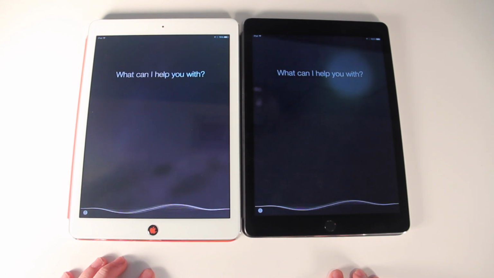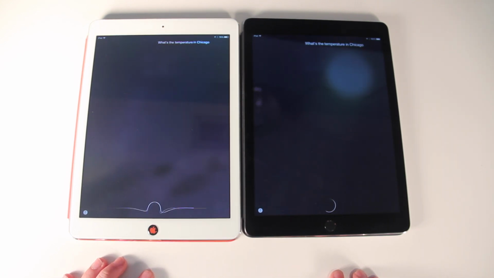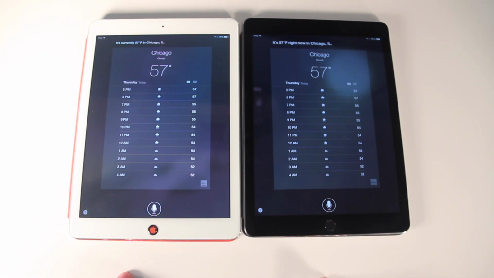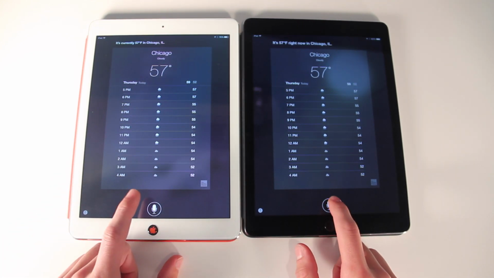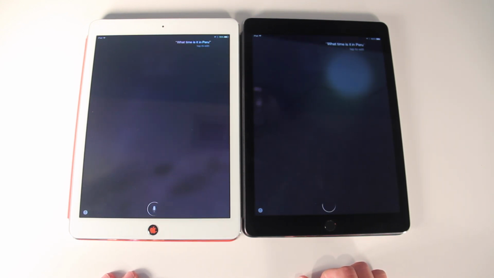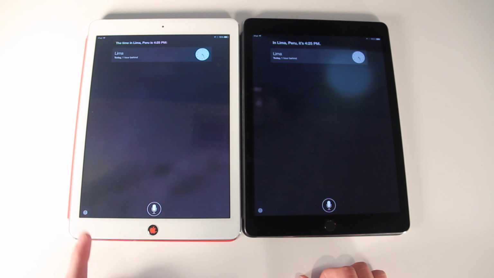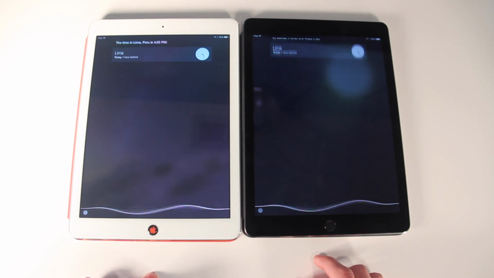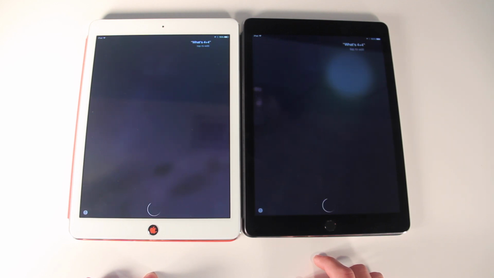What's the temperature in Chicago? It's 57 degrees Fahrenheit right now in Chicago, Illinois. What time is it in Peru? In Lima, Peru, it's 4:25 p.m. What's 4 plus 4? The answer is 8.